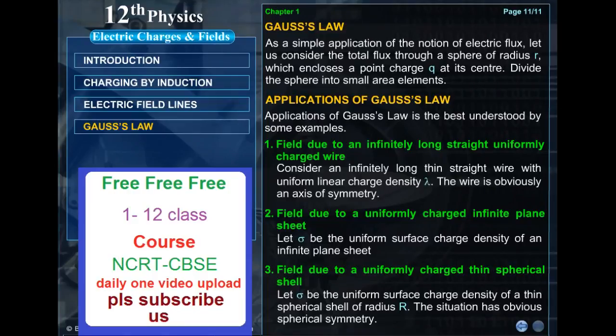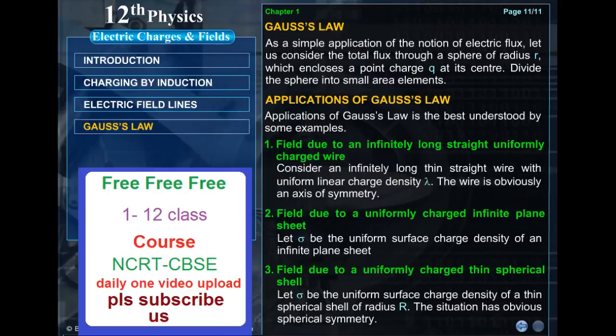Applications of Gauss's law. Applications of Gauss's law are best understood by some examples. Field due to an infinitely long, straight, uniformly charged wire. Consider an infinitely long, thin, straight wire with uniform linear charge density lambda. The wire is obviously an axis of symmetry.